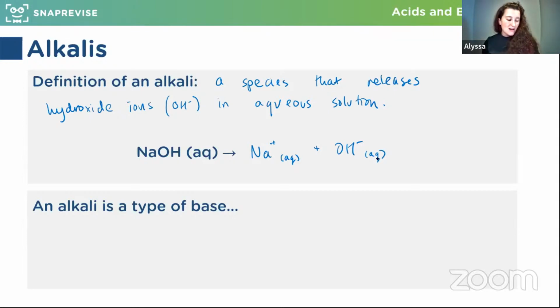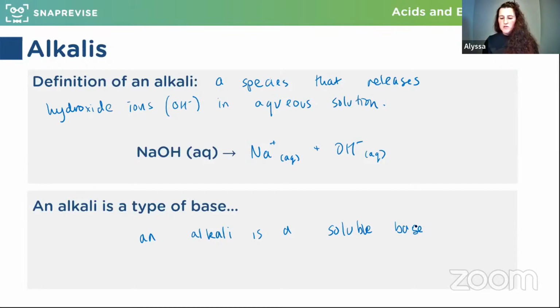Good. And then an alkali is a type of base, and as you guys have said already in the chat, a base dissolved in water is an alkali. A base that can dissolve is an alkali. So an alkali is a soluble base. So not all bases are alkalis, but all alkalis are bases.